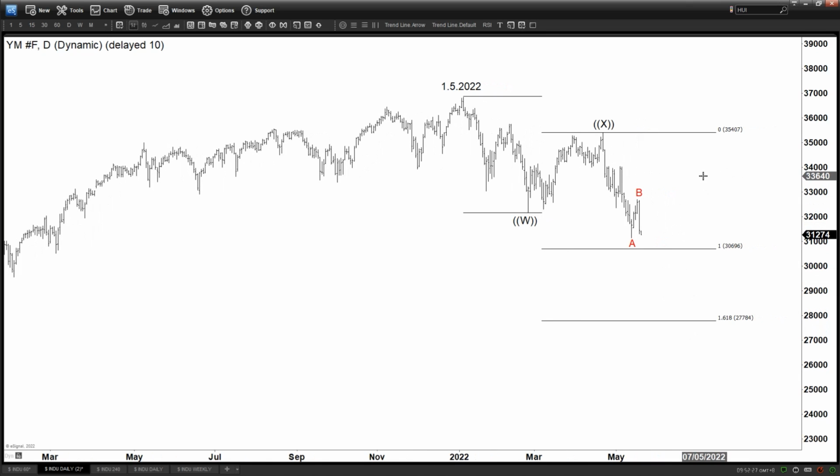Okay, so the minimum then will be around 30,700. Doesn't mean we have to stop at 30,696 and then immediately reverse. No, we can continue to go down because the range is a big range.